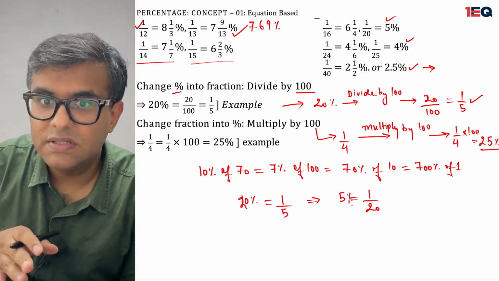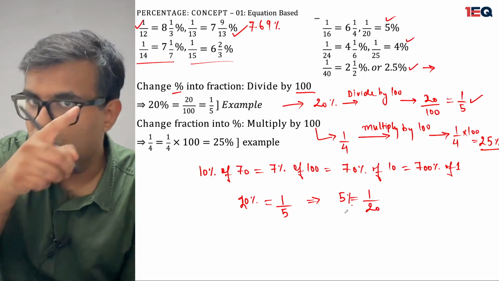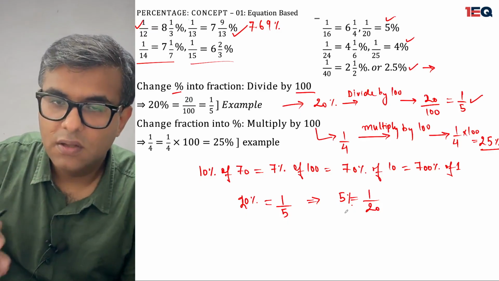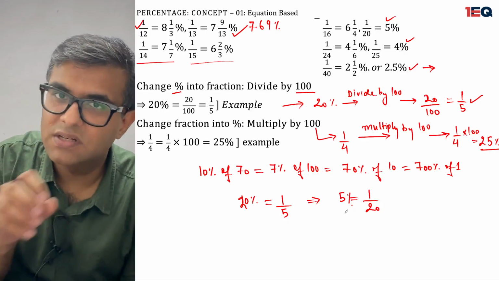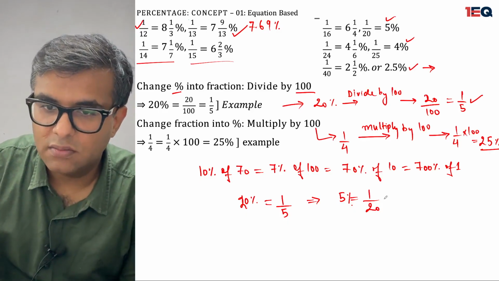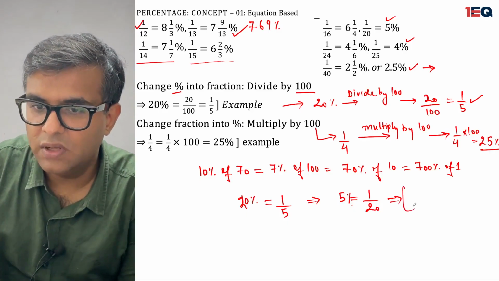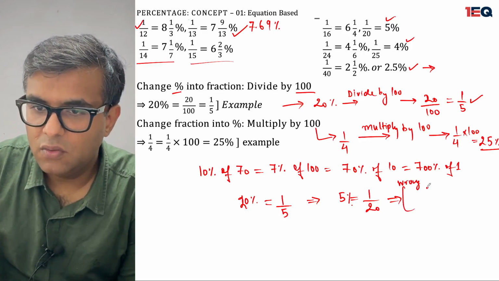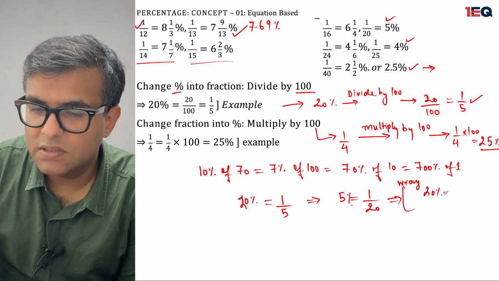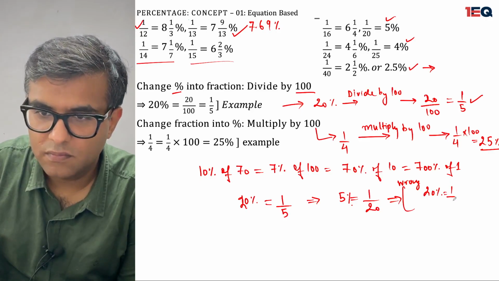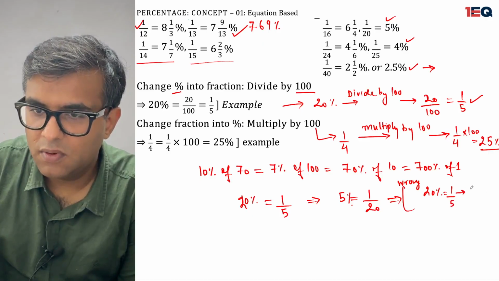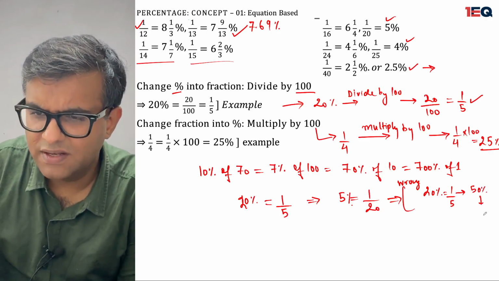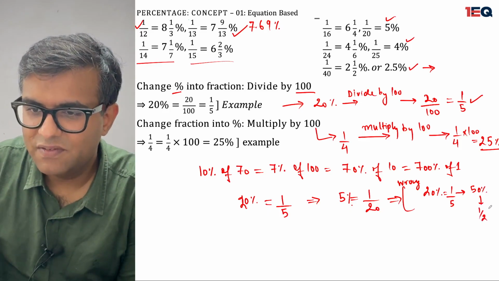Let the percentage sign stay there and you can move the digits left and right. But always remember, you have to pick up the whole digit and put it there. This is a wrong statement here. When you tell me that 20% is equal to 1 by 5 and you talk about 50%, this is also fine. 50% being 1 by 2.